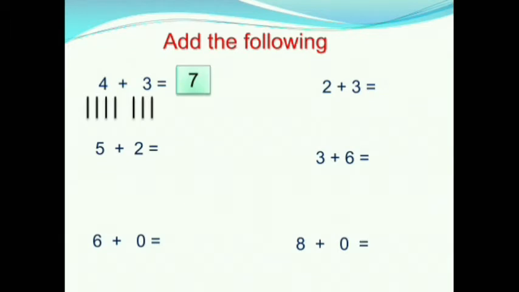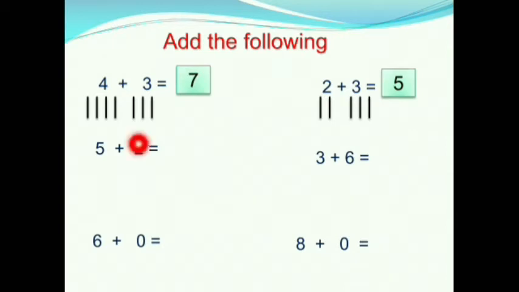In the next one, we have 2 plus 3. Here first we have 2. So we will draw 2 lines. For 3 we will draw 3 more lines. Now we will count the number of lines. Altogether, how many lines are there? Let us count it. 1, 2, 3, 4, 5. So totally 5 lines are there. It means 2 plus 3 is equals to 5. So we will write 5. Therefore, the sum of 2 and 3 is 5.